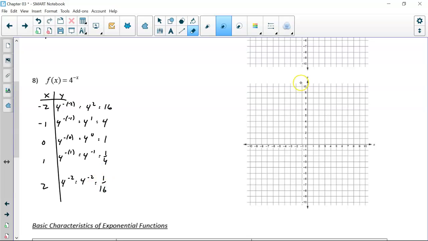So you can see what's going to happen here is it's going to start up here. Horizontal asymptote still at y equals 0. And it's going to fall from left to right. So because it's falling from left to right, we call this a decay function.